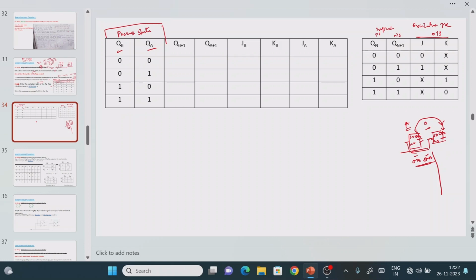Now here we have the next state also. This next state is for only a single flip-flop, but in this case how many next states do we have? Two next states. What is the next state for QA? The next state for QA is QA plus 1. Why? In the n place A, it becomes QA plus 1. So one is QA plus 1 for the A flip-flop. Then for this one, what is the next state? QB plus 1.